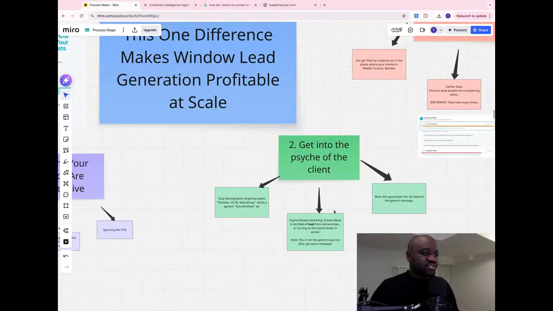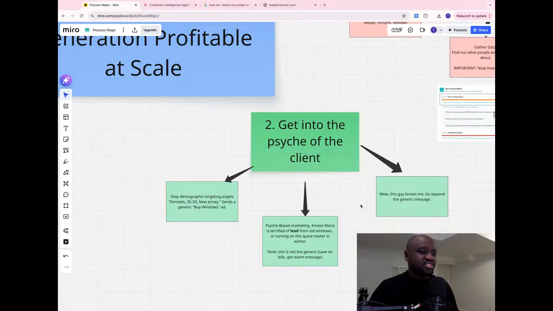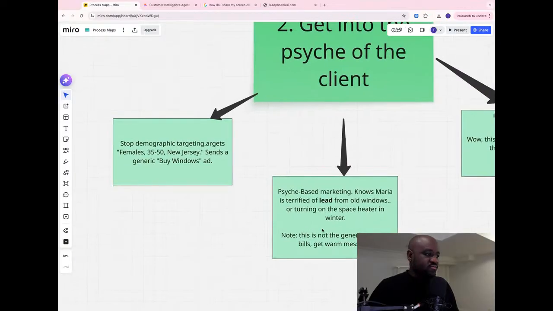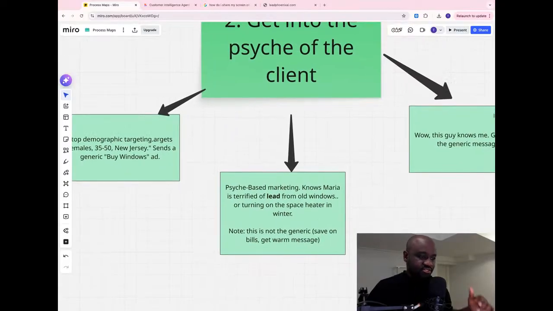Okay, so the first step to do this is to get into the psyche of the client, right? A lot of targeting right now just does females 35 to 50 in New Jersey, and then we send a generic buy windows message. Like, how many windows do you want to replace? But if we flip that from demographic targeting into psyche-based marketing, instead of females in New Jersey, we have an avatar. We call her Maria, for example. Maria is terrified of lead from old windows, or maybe even of turning on the space heater in winter.